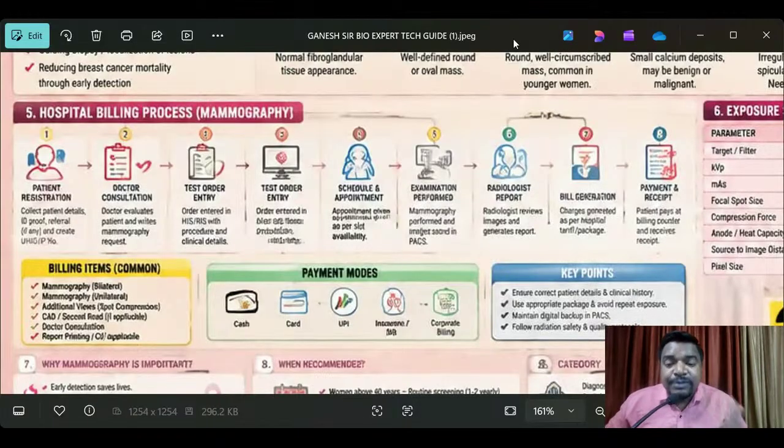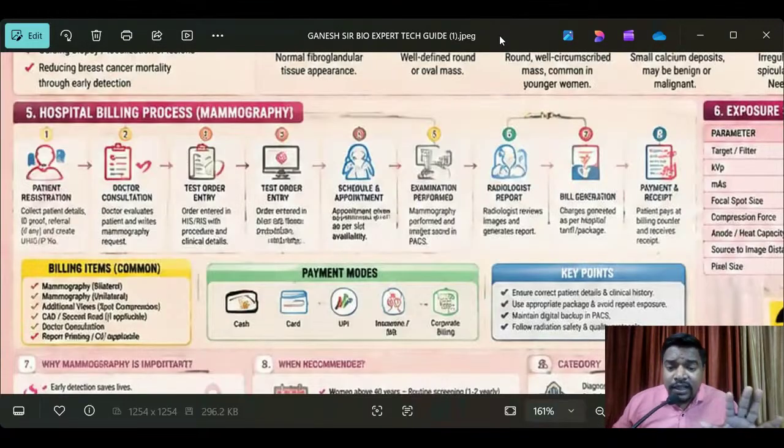Everything is expensive. Now come here. Test order entry. See here, the order is entered into the software with the procedures and critical details, and then scheduling, appointment and examination. See here. Then preparation, the procedure performed, the radiology report, bill generation and payment receipt finally, right? So these are the things, the complete process.